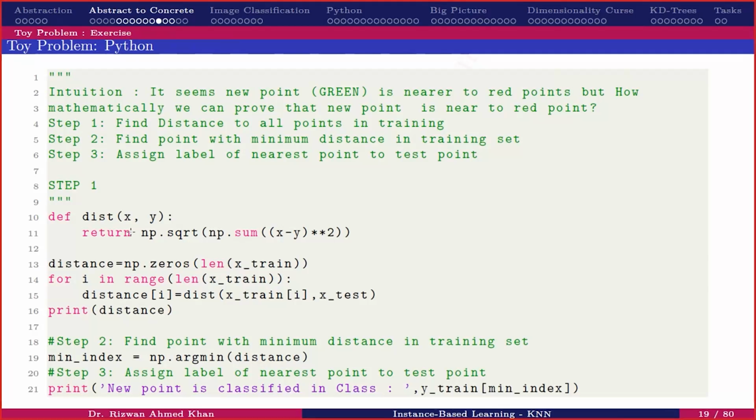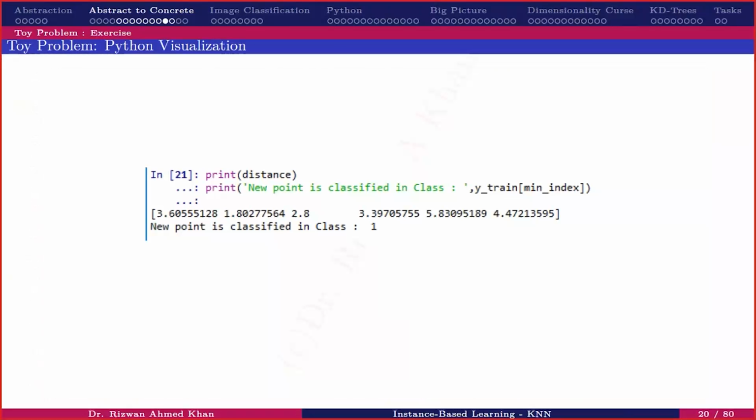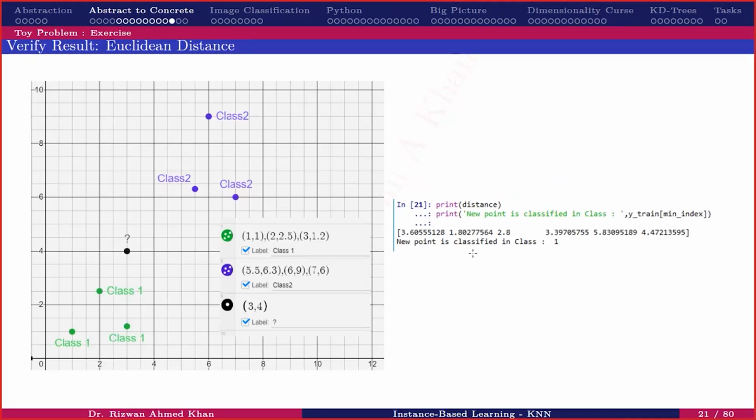And again, I showed you the Python code for it, how we can do it. So this is with you. You can just code it yourself to see how we are getting results. Again, this is the result of Python. Class 1 was class red.